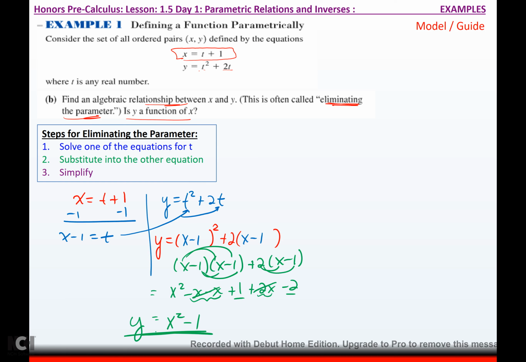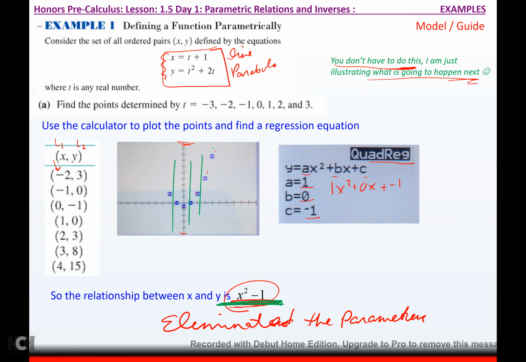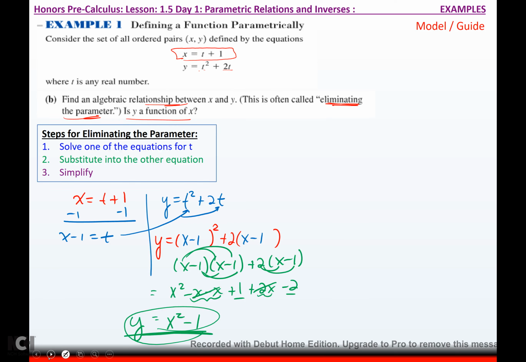And they want to know, is y a function of x? Well, that's a parabola. We graphed it on the last page on the calculator. This would pass the vertical line test if you graphed that. So yes, it's a function. Okay?